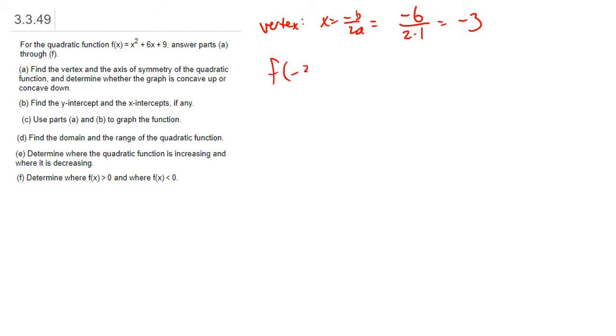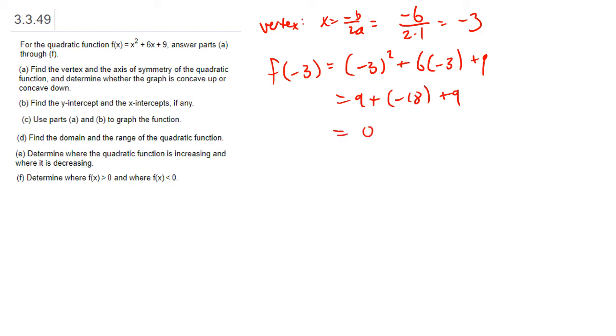Then I need to plug minus 3 into the function f of x to find the relevant y-coordinate of the vertex, and we get negative 3 squared plus 6 times negative 3 plus 9, or 9 plus negative 18 plus 9. Everything cancels, and I just have 0. So my vertex is at x equals negative 3 and y equals 0, and my axis of symmetry is exactly x equals negative 3. The number multiplying x squared was 1, so this is a concave up quadratic.